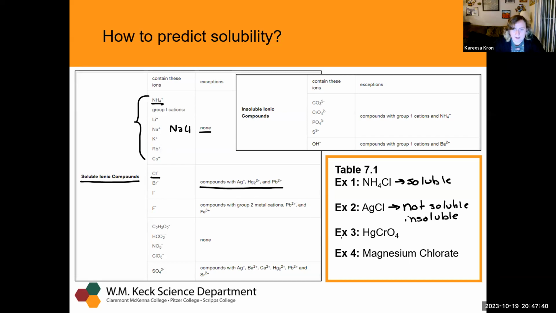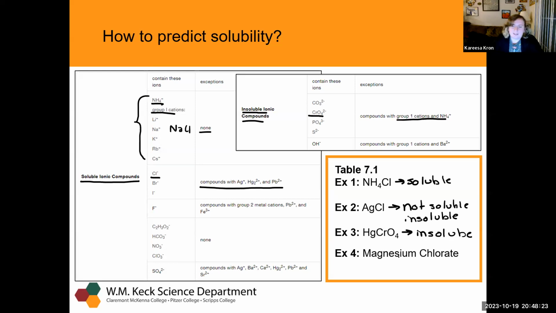And so our next compound is mercury chromate. And so I don't see mercury. I don't see chromate over here. If I move to the insoluble ionic compound portion of the table, I do see chromate. And so what that tells me is that this is also insoluble. And the only exceptions to this rule, if we go back to the solubility table, are group 1 cations or ammonium, then maybe it would be soluble. But mercury isn't included, so this is insoluble.